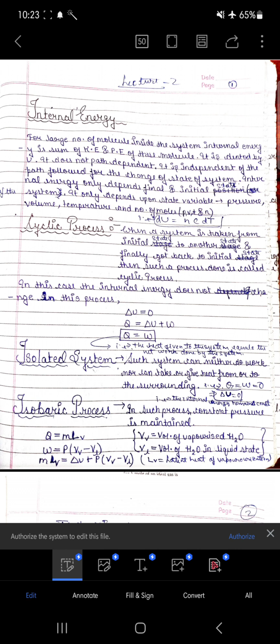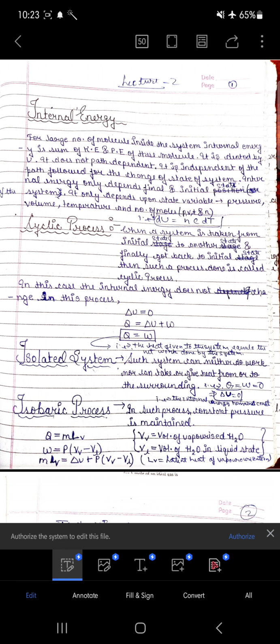So now we talk about the applications of the first law of thermodynamics. Here is the first application that we see, in case of the cyclic process. The second point in this PDF is written cyclic process. इसके ऊपर हम लोग एक heading दे सकते हैं. We can write one heading above this: cyclic process, isolated system and isobaric process, coming under the application of the first law of thermodynamics.